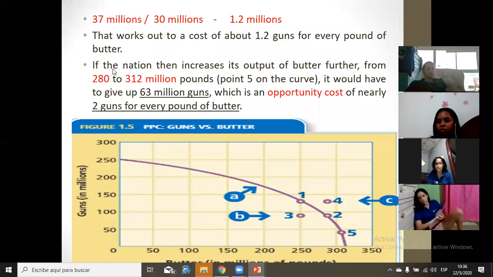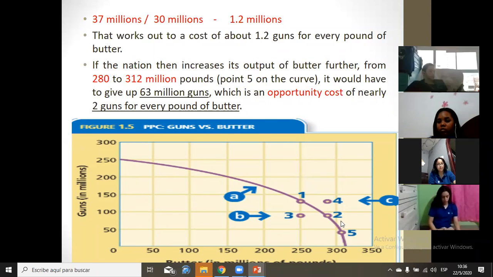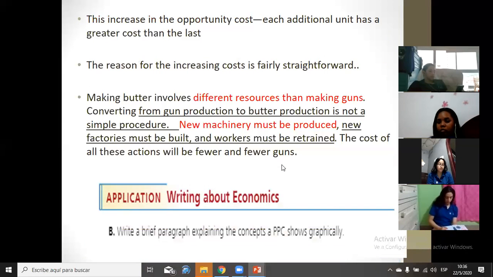Now, if the nation then increases its output of butter further from 280 to 312 million pounds, point 5 over here, it would have to give up 63 million guns. That's the opportunity cost, which is an opportunity cost of nearly 2 guns for every pound of butter. Okay, now let's move on.